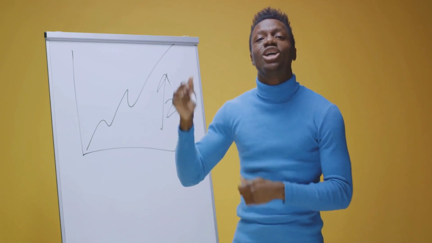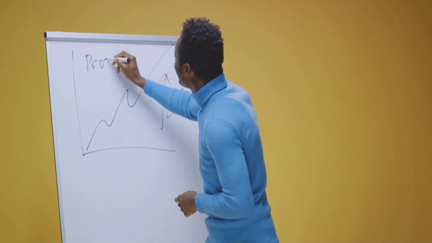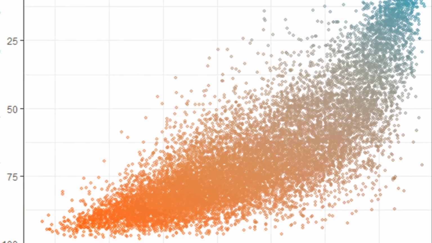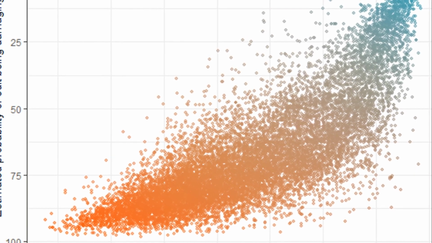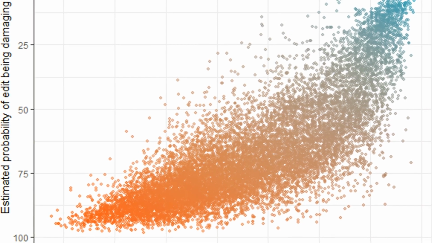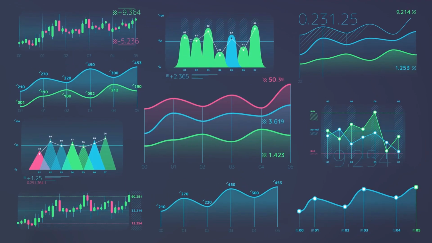Imagine you're looking at a scatterplot of height and weight data. Each point on the plot represents a person, with their height on the x-axis and their weight on the y-axis. So a point located towards the top right of the plot would represent a taller, heavier person, while a point towards the bottom left would represent a shorter, lighter person.